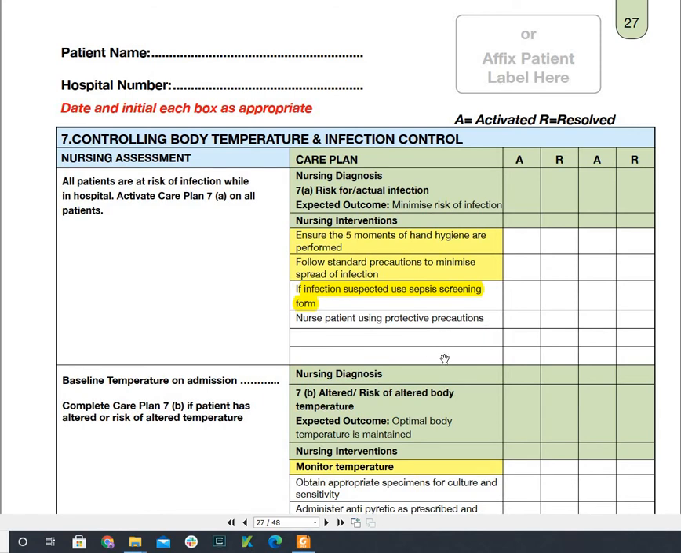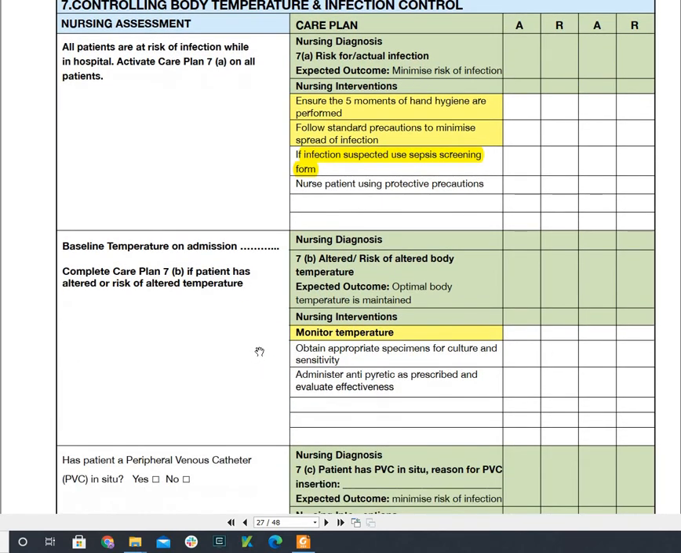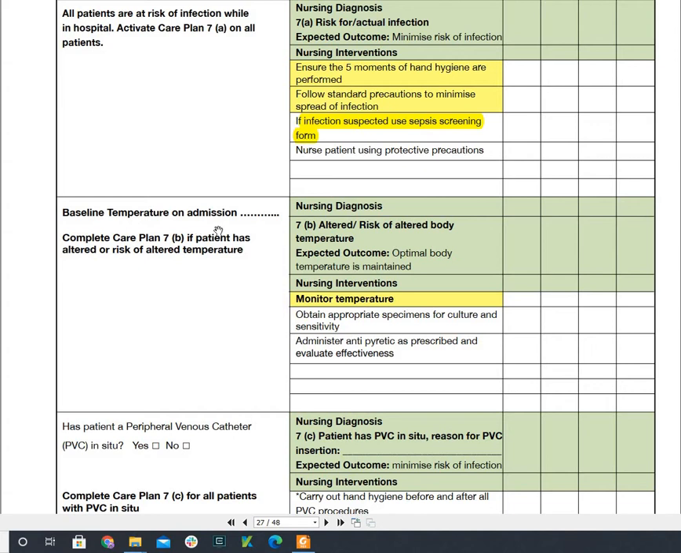There are 2 blank spaces here if you want to write in your own interventions. So moving down back to the assessment, baseline temperature on admission can be documented here. Complete Care Plan 7B if the patient has an altered temperature or if they're at risk of an altered temperature.